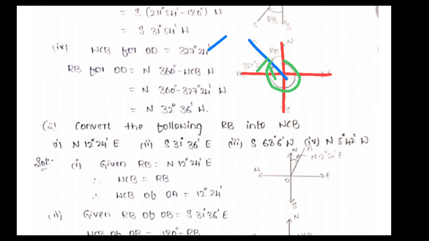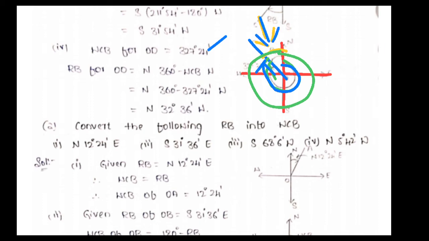Now we need to calculate the angle which is calculated from the north, because that line is very near to the north. So from north only we are going to calculate the reduced bearing. So we need this angle. How are we going to calculate this angle? We already know that the total coordinate system angle is 360 degrees. In that whole system, if we reduce this whole circle bearing angle, then automatically we will get this angle.